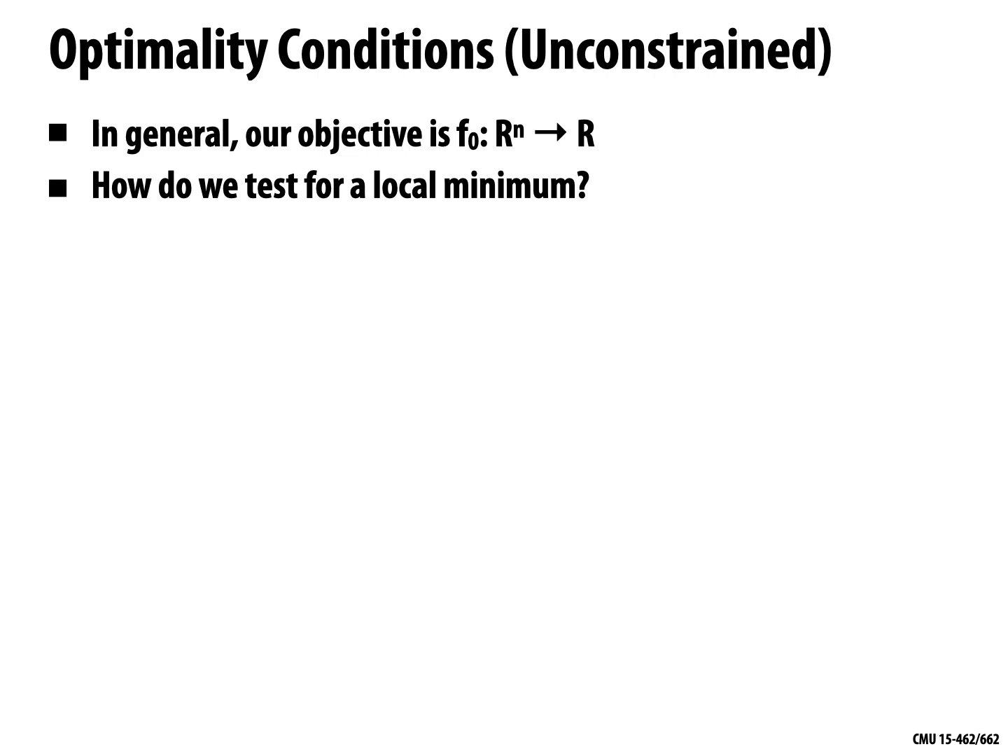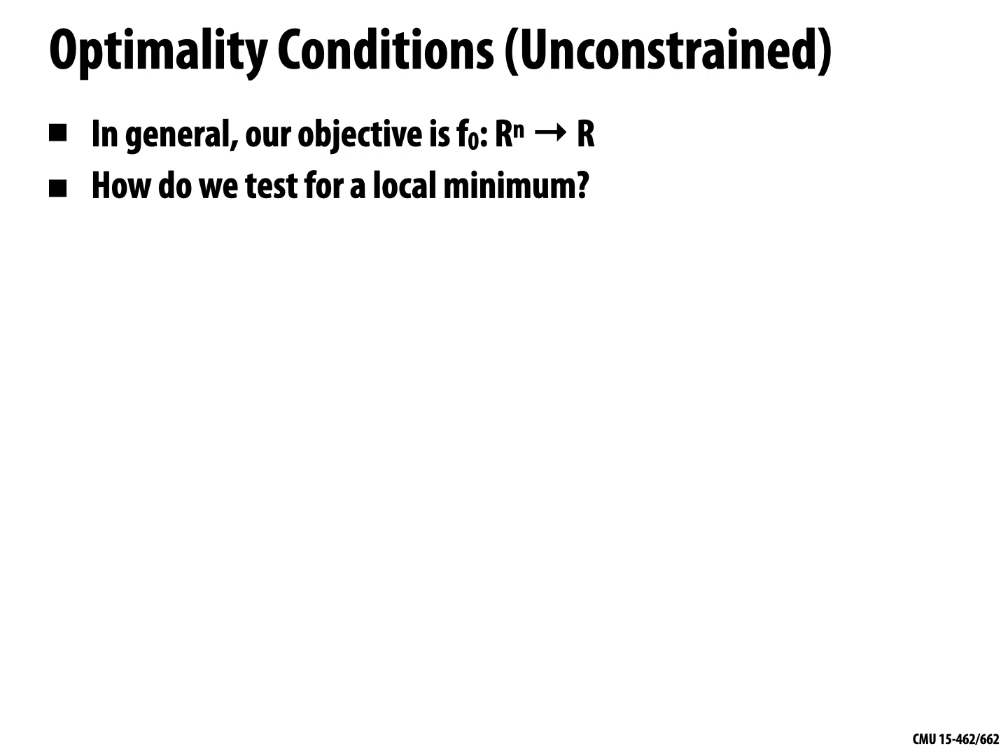So let's talk about these conditions, what are called optimality conditions, for unconstrained optimization problems. For now, we'll assume we only have an objective, we don't have any constraints. And in general, we'll think of this objective as a function f0 that goes from Rn to R. It takes n variables as input and assigns a single score. Okay? How, in this multivariable case, do we test for a local minimum?